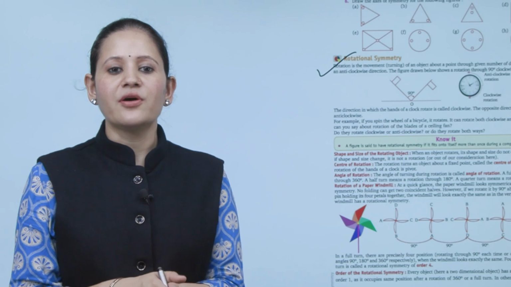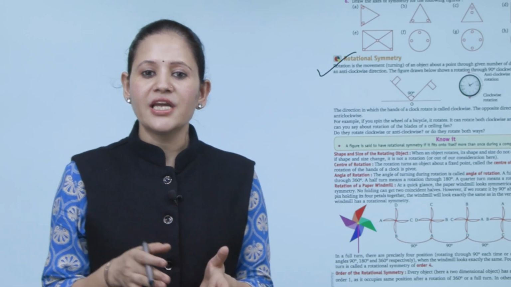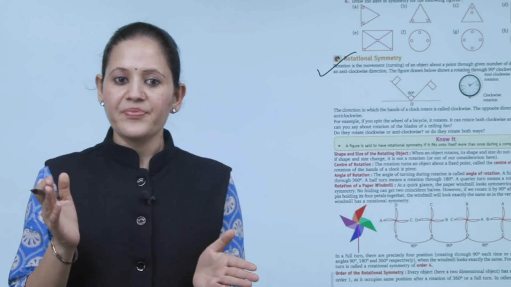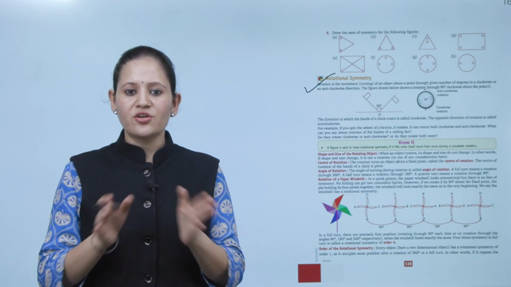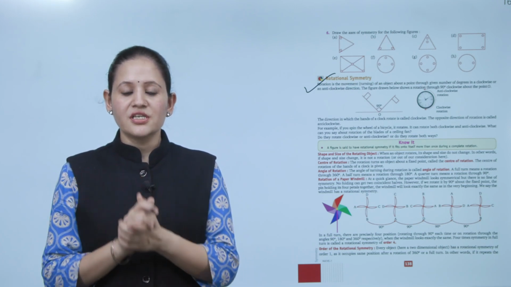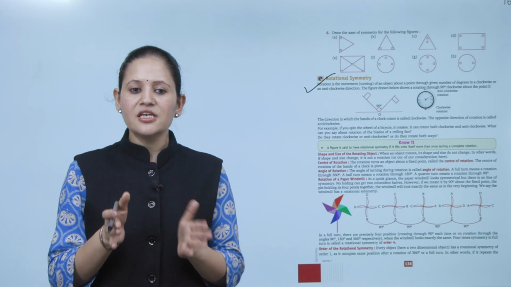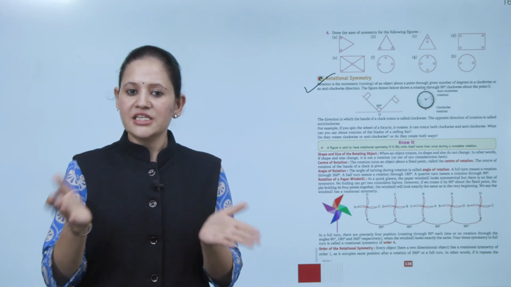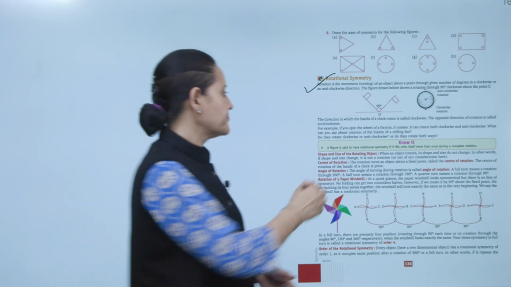What can you say about the rotation of the blades of a ceiling fan? Do they rotate clockwise or anti-clockwise, or do they rotate both ways? So, if you observe, typically a fan blade always rotates anti-clockwise. Know it.